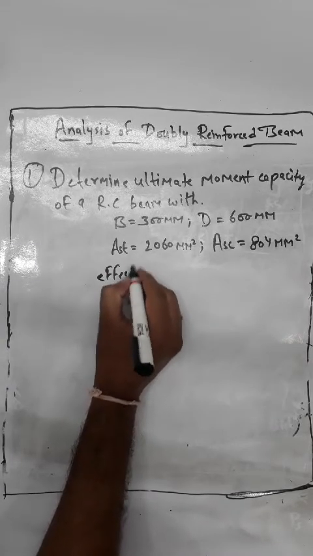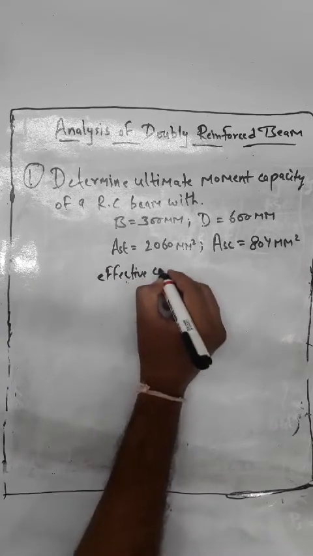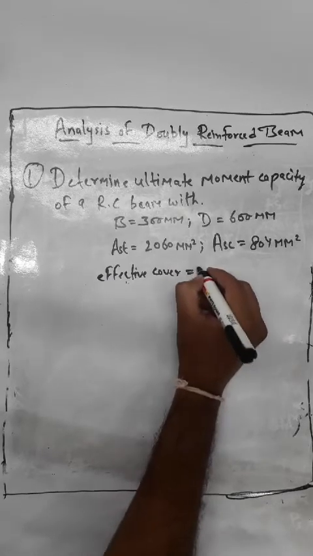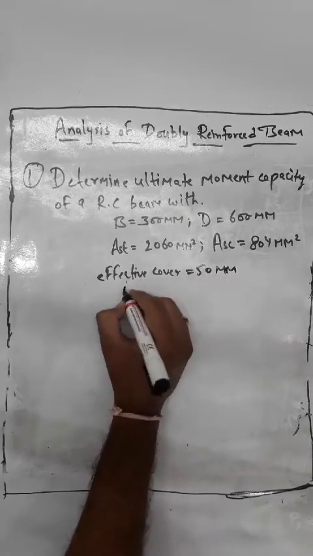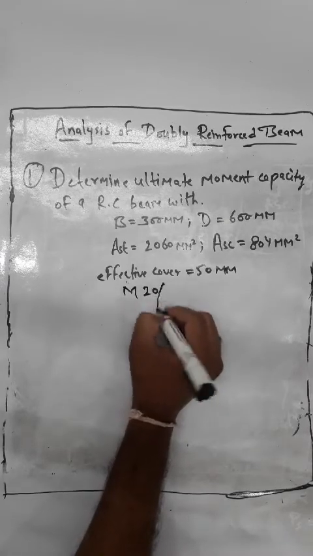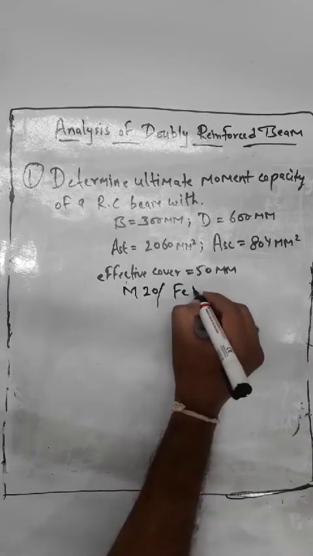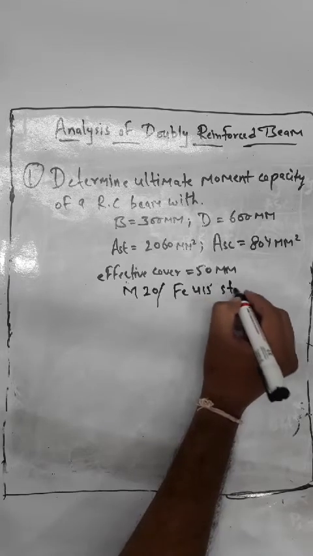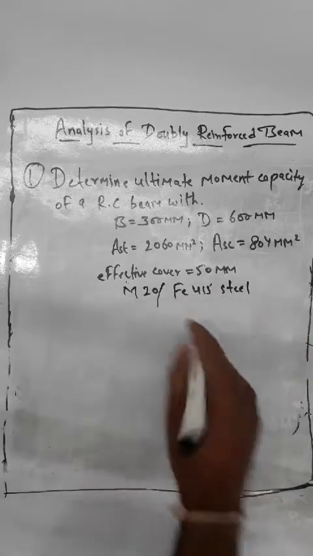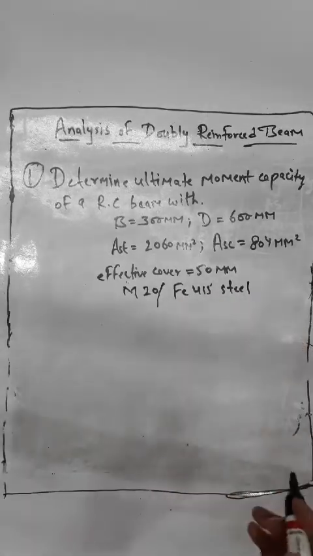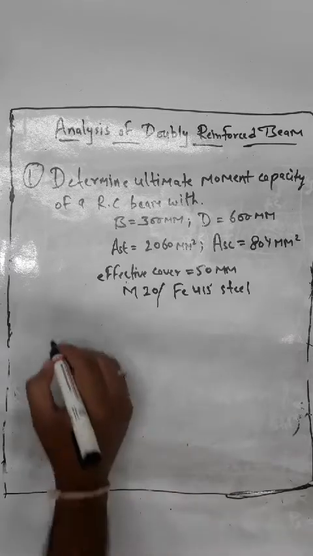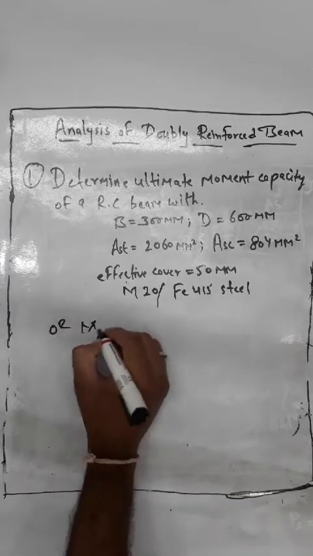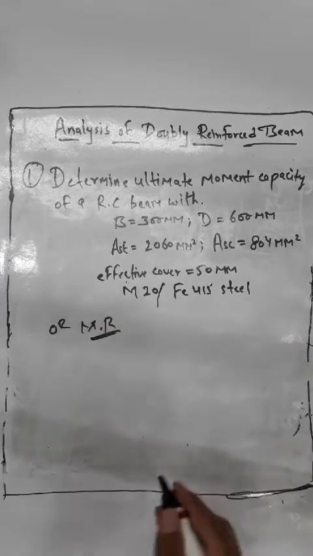effective cover equal to 50 mm, M20 and Fe 415 steel. M20 is the grade of concrete and Fe 415 is the grade of steel. So this is our question, and here we have to find the ultimate moment capacity, or we say we have to find the MR, moment of resistance.